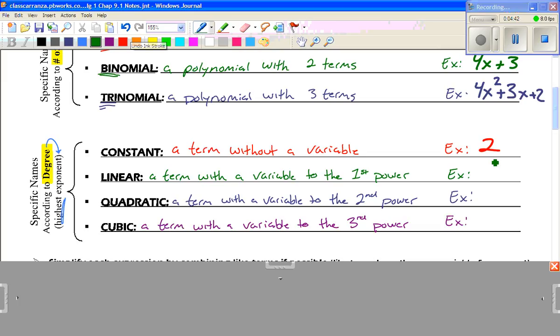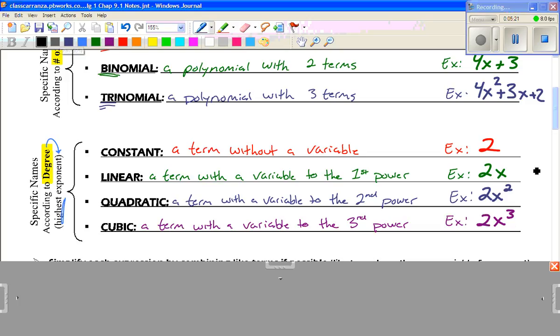Now, for a term with a variable to the first power, we would have to add a variable, because if the variable doesn't have a number, it's always to the first power. So that was linear. The next is quadratic. Quadratic is raised to the second power. And a cubic is raised to the third power. It doesn't have to be 3. We can just make them all 2.